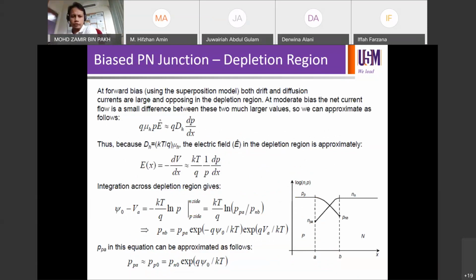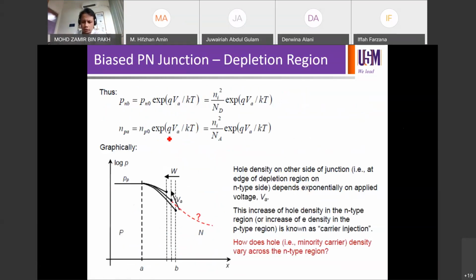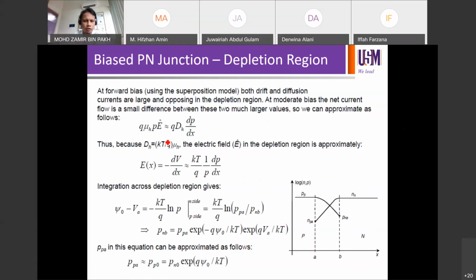So at forward bias using the superposition model, both drift and diffusion are large and opposing in the depletion region. So that means they are opposite in direction. So we have learned that the drift component can be approximated to be equal to the diffusion component, and therefore the drift is equal to diffusion. Drift is equal to diffusion for the holes. And this is also true for electrons, right? So you can just rewrite the equation for electrons.